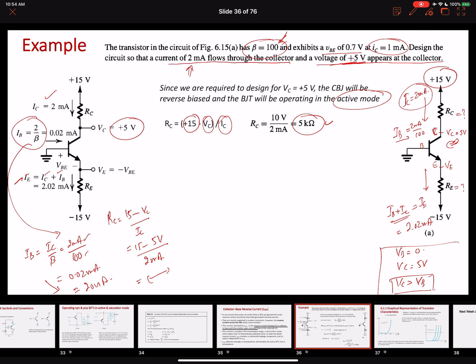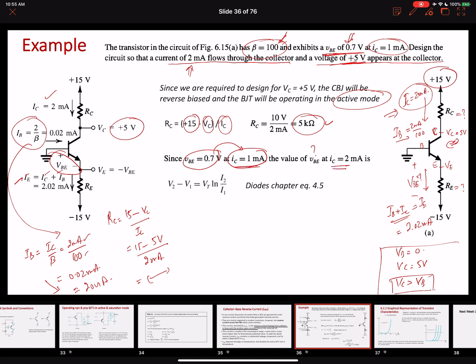All right, so the second thing that we want to find out now is our base to emitter voltage over here, VBE. So this is VBE, the voltage that will appear across the base to emitter junction. The one thing that is given in the question is that the voltage across the base to emitter junction is 0.7 volts, but this is the voltage that will appear when the collector current is 1 milliampere. However, we know that our collector current is 2 milliamperes. So what will be the new value of VBE at a collector current of 2 milliamperes?